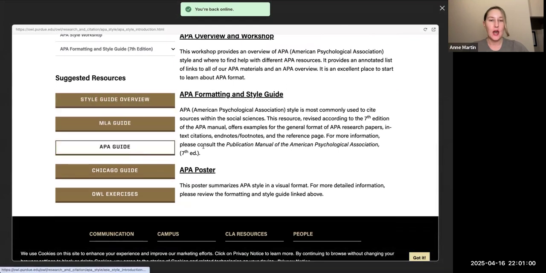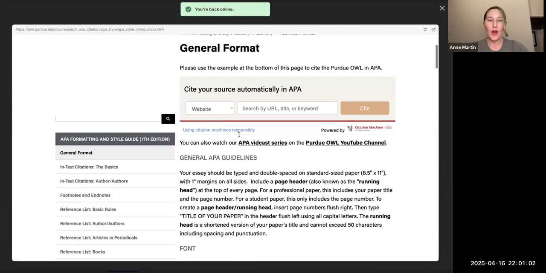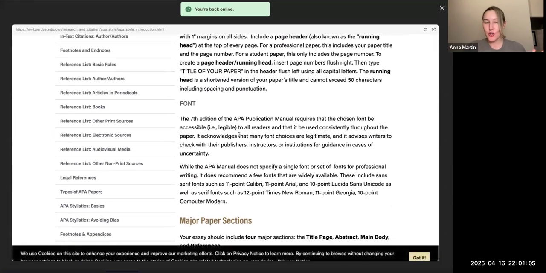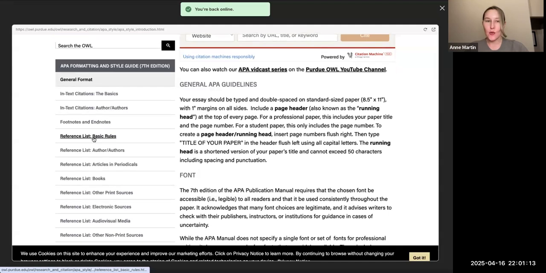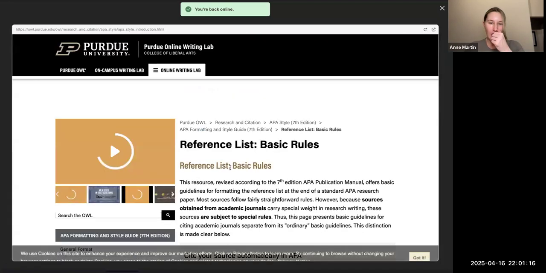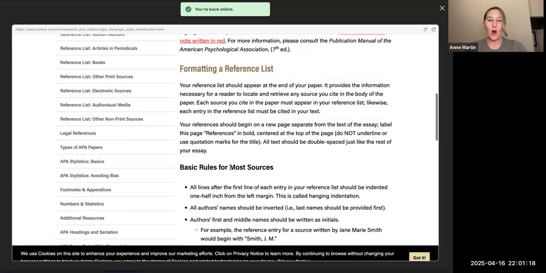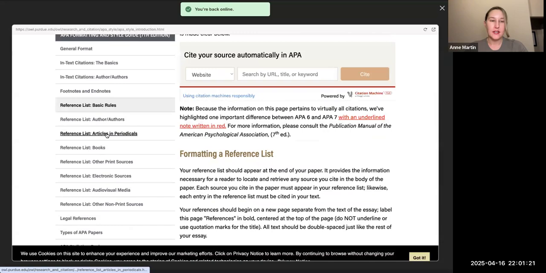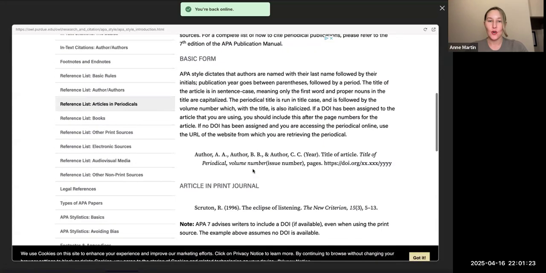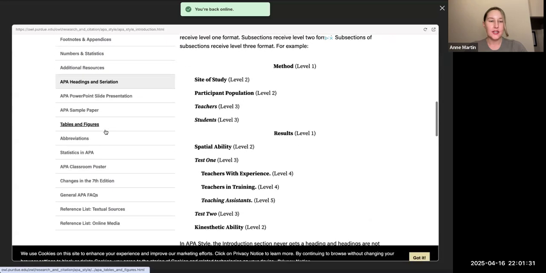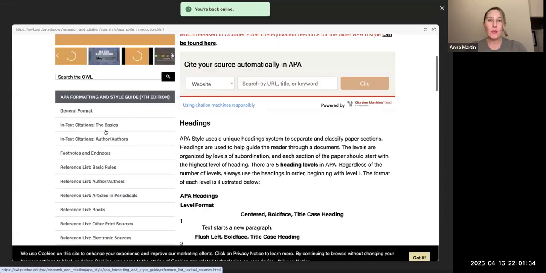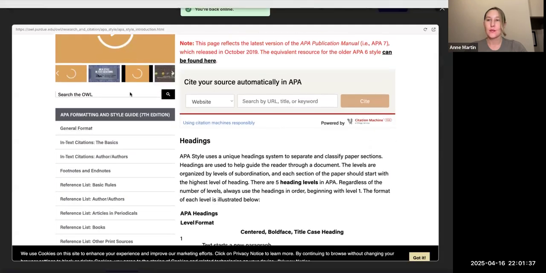So here you can see when you click on the formatting guide for APA, this huge menu opens up. This will have for you basics on in-text citations, footnotes, endnotes, your reference page, details for you to include there, and then also how to format different references, such as references from a journal or periodical. And there's also sample papers, headings, all types of different resources that you can use to help you with your APA style.